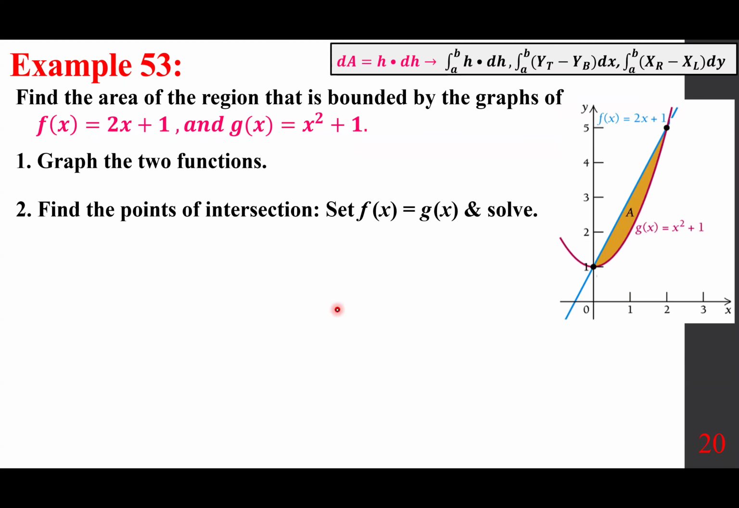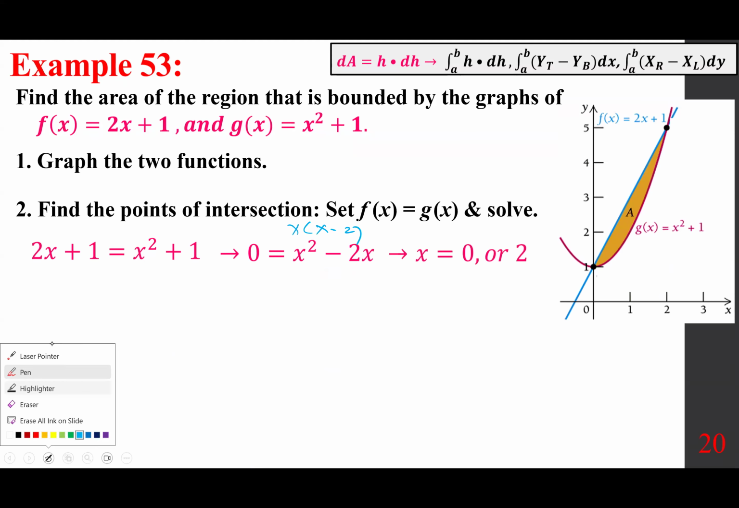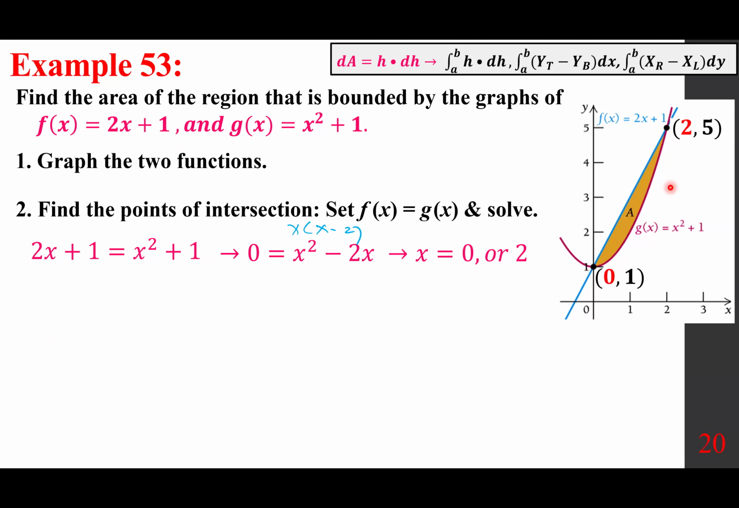Number 2, you want to find the point of intersection, so set them equal. And we're going to move things around. We can drop the 1 and factor the x out, and x is either 0 or 2. So you plug in 0 in one of them. For example, this one you get 1 here, and you plug in 2, you get 5. So those are the points of intersection.